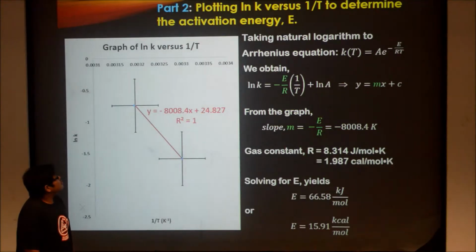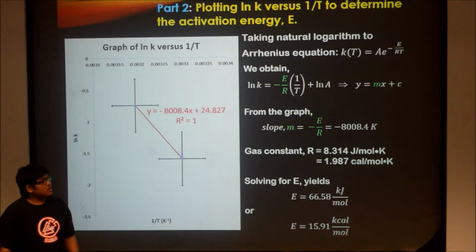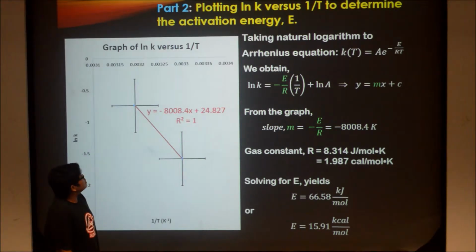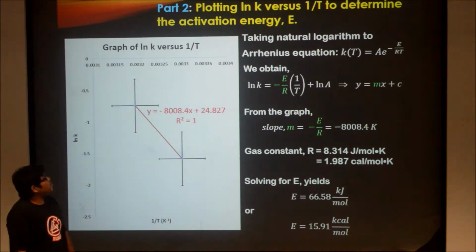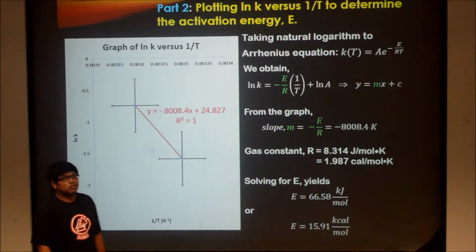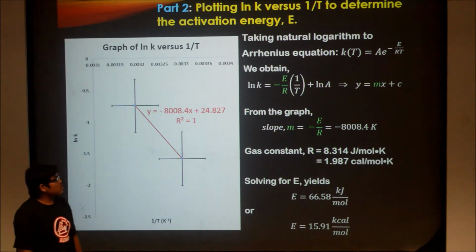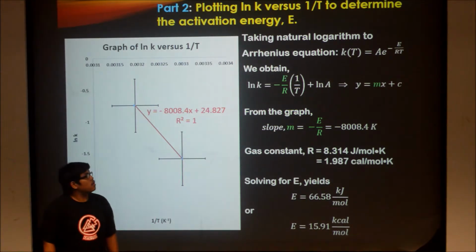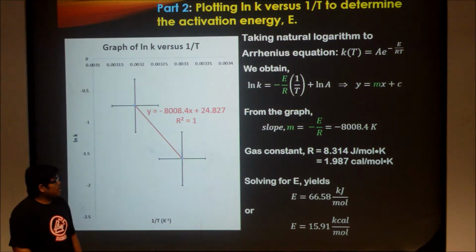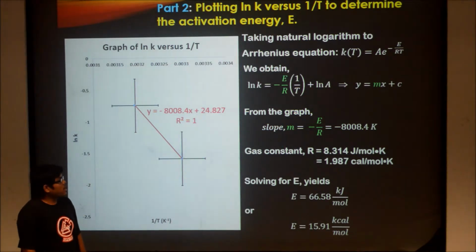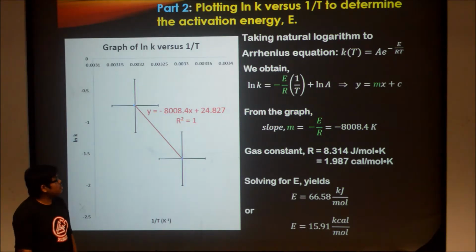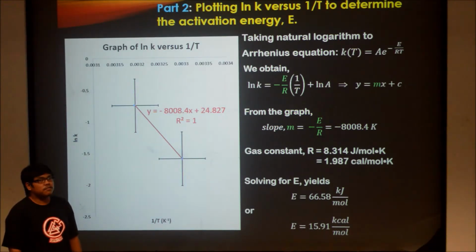Next, part 2 is to determine the activation energy from the plot of ln K versus 1 over T. In this plot, we use the Arrhenius equation. By taking the natural logarithm of the Arrhenius equation, we obtain the straight line equation y equals mx plus c, which is ln K equals negative E over R times 1 over T plus ln A.